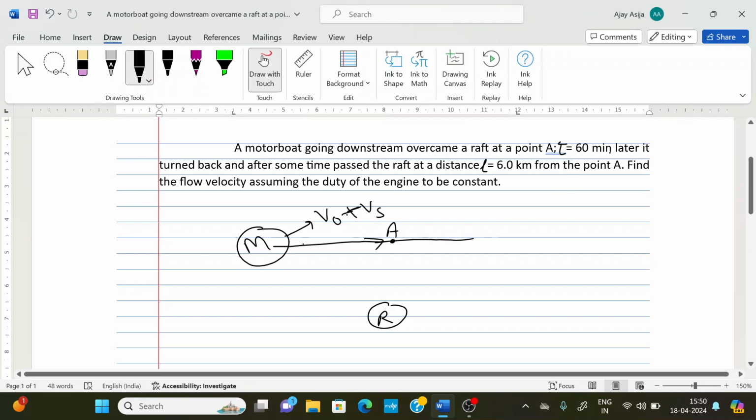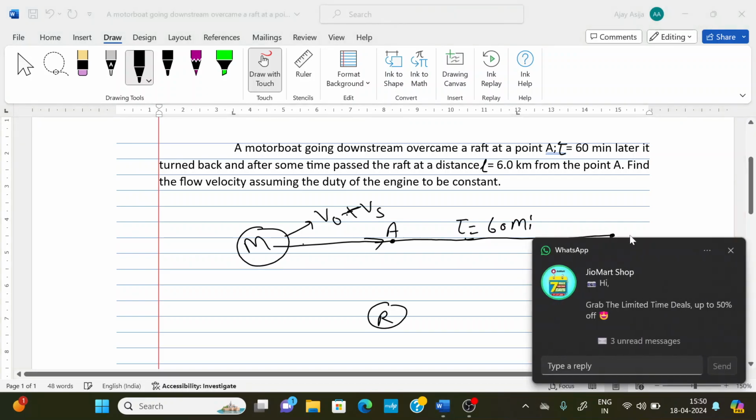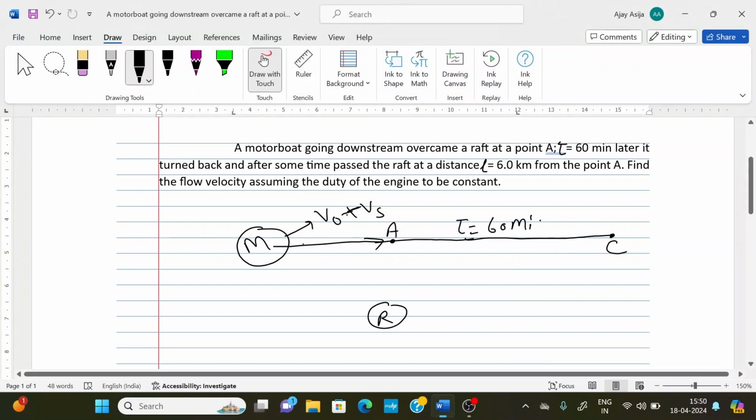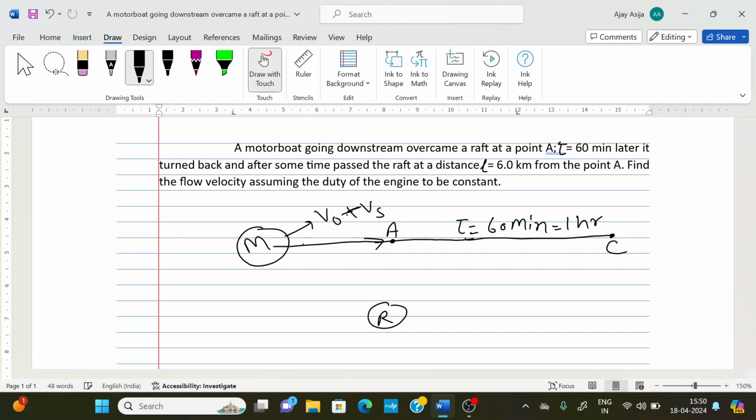Tau is equal to 60 minutes later, it turned back. The motorboat moved for 60 minutes and let us say in 60 minutes it reached at point C. Now time taken by a motorboat in going from A to C is equal to tau is equal to 60 minutes, and in hour it is 1 hour.